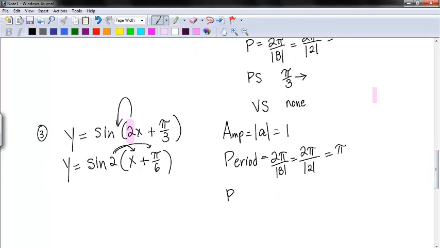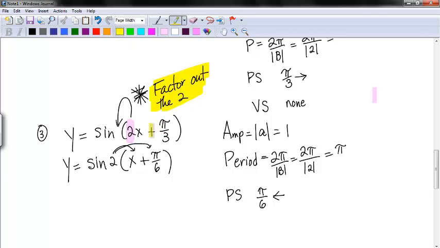And then the phase shift is pi over 6, which way? To the left. But if you don't factor out that 2, if you said your answer was pi over 3, you're not paying attention. So make a note here, star it, highlight it, something. Factor out the 2. And you factor it out of both of them. It's got to be factored out of the 2x and the pi over 3. So just when you think you've got it figured out.